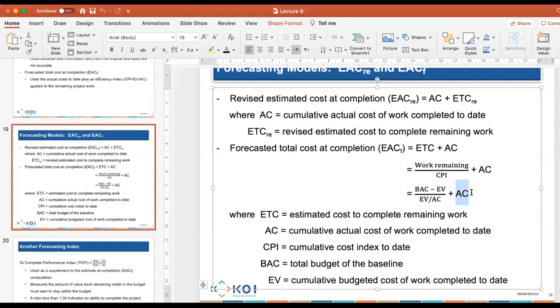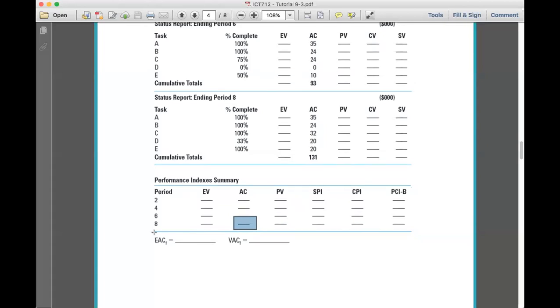The same value, 131. Okay, great. So what do I get as EACF, estimated at completion forecast? What do I get? I get the figure as $175. So my EACF becomes $175.